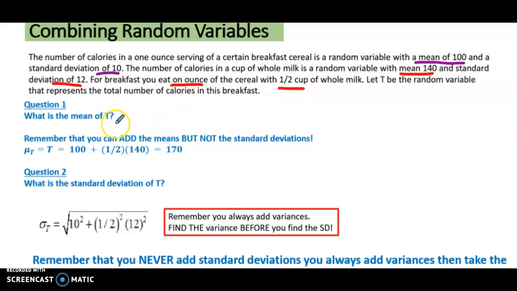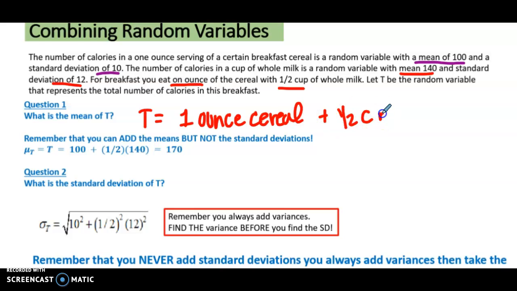Okay, so what is the mean of T? So remember what T is going to be. T is going to be the total number of calories. So the total number of calories is going to come from 1 ounce of cereal plus a half a cup of milk. Okay, and we want the total number of calories.